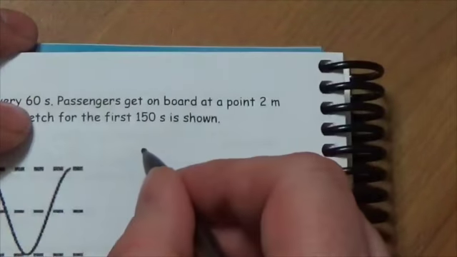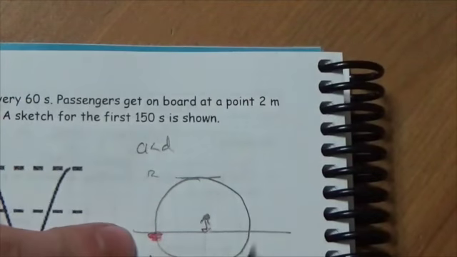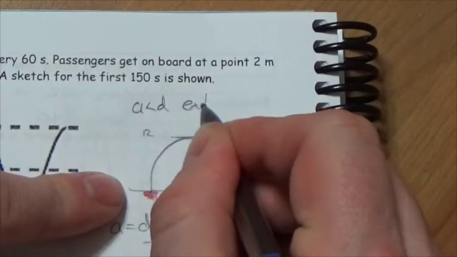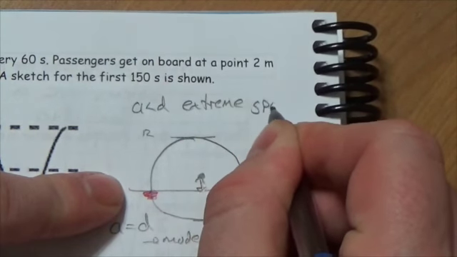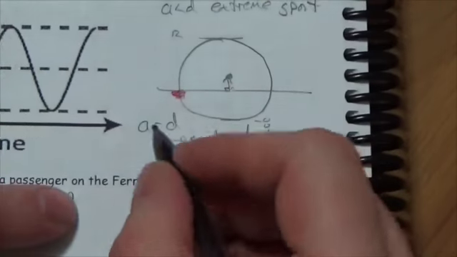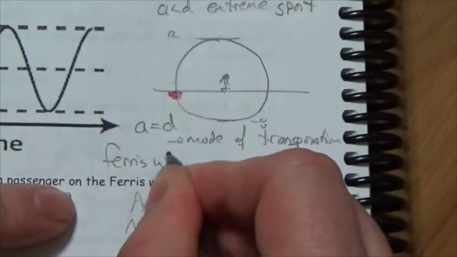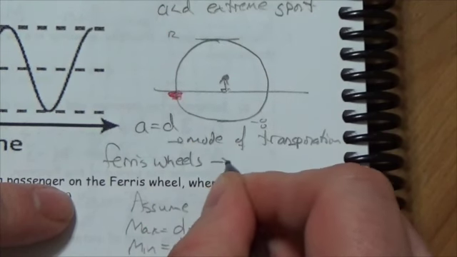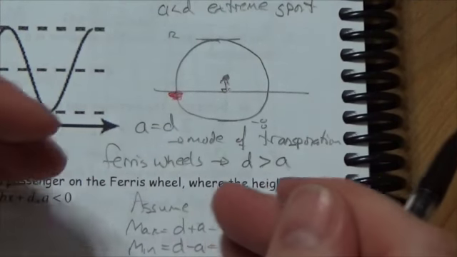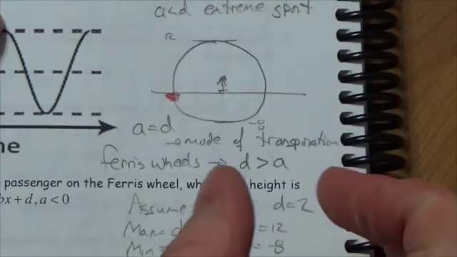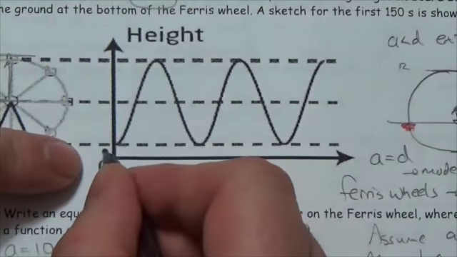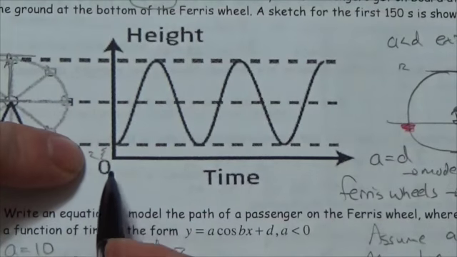If you make A less than D, then this is the scenario going on. People are hitting the concrete and getting pushed underneath. This is an extreme sport. It must be the case for Ferris wheels that D is bigger than A, that the center of the wheel is higher up than the radius of the wheel. Now, just look at the scenario here. This person gets on 2 meters above the ground.